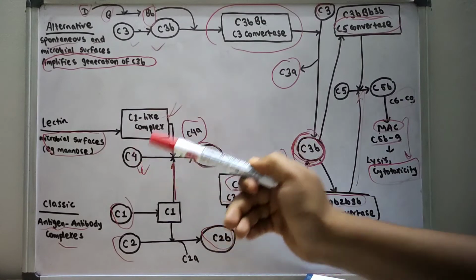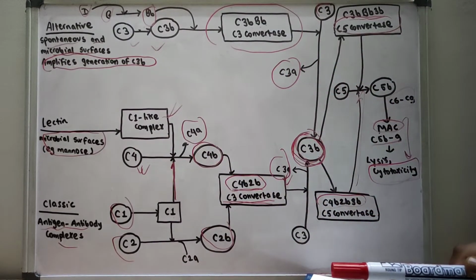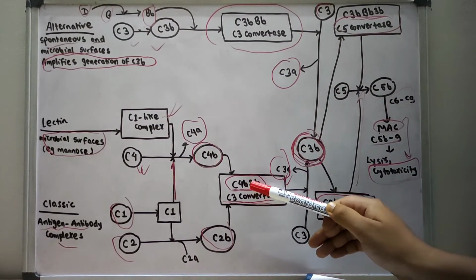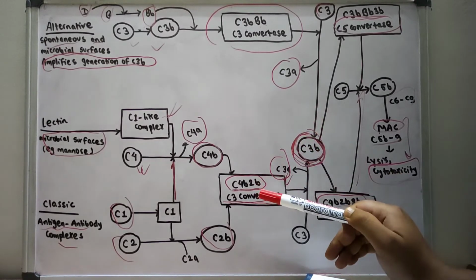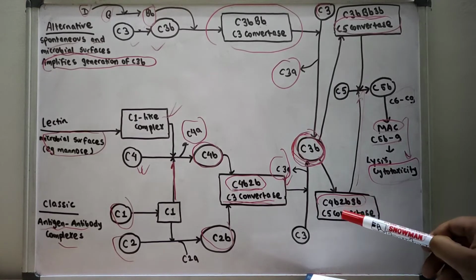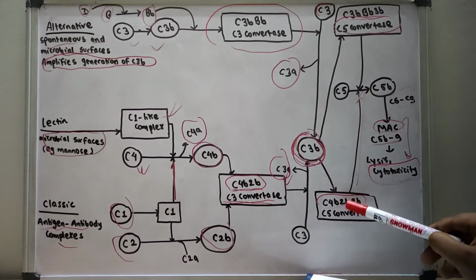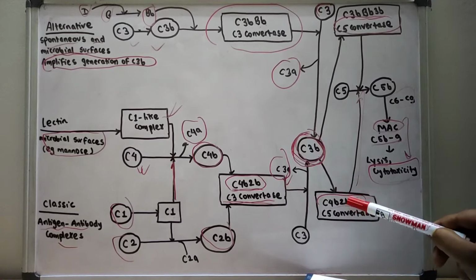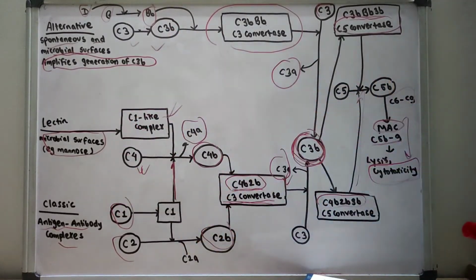Whereas in the lectin and the classical pathway, the C3 convertase is C4b2b, and after the incorporation of the C3b, there is formation of the C5 convertase, that is C4b2b3b. So this is the C5 convertase of the lectin and the classical pathway. This helps to convert the C5 to C5b, and the membrane attack complex is formed, thereby increasing the lysis of the bacteria-infected cell and increasing the cytotoxicity.